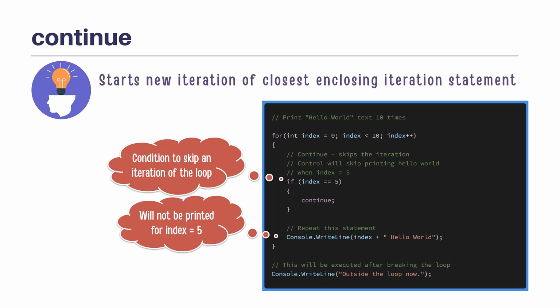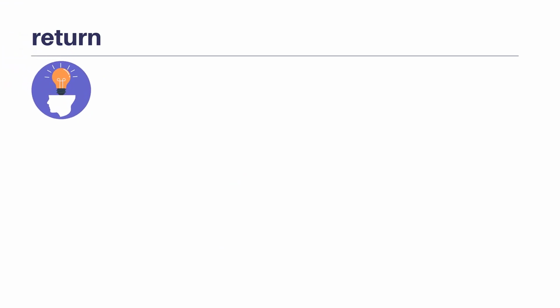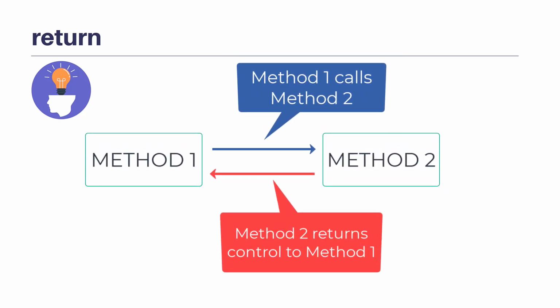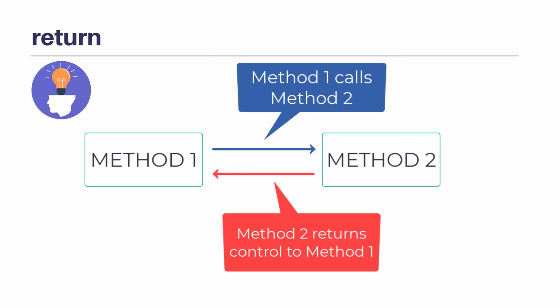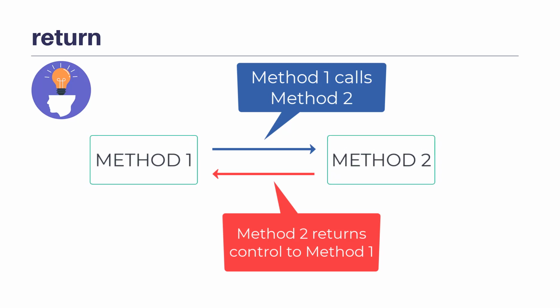Let's move on to the last keyword of this section, and the keyword is return. In C#, code inside a class is organized into multiple methods. Each method may call another method. So there can be first method which calls second method, and this second method may call some other method, and so on. The return statement terminates the closest method and returns the control to its caller.